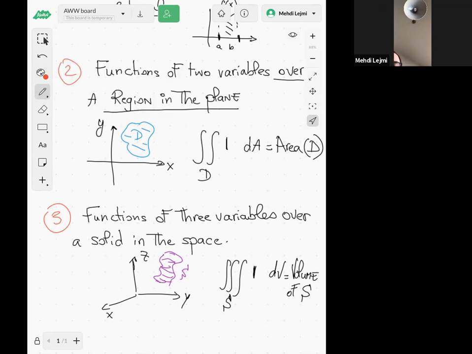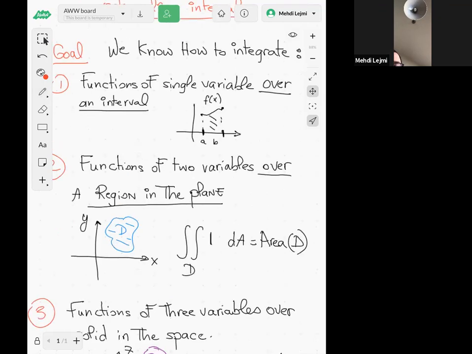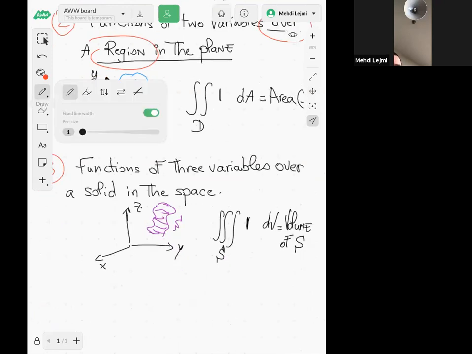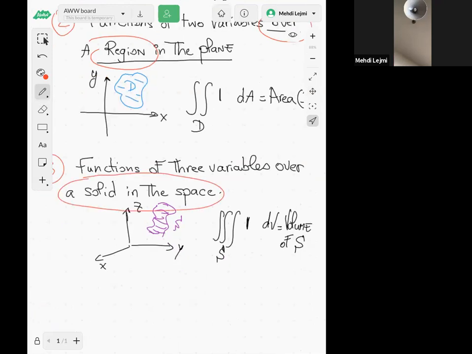Anyway, what I'm saying, guys, is that we know how to integrate over an interval, over a region in the plane, and over a solid in the space, right? So today we're going to see how to integrate over or along a curve or a path in the space.